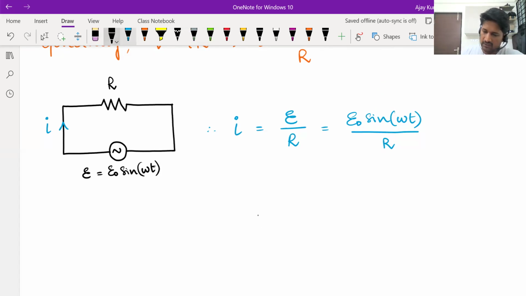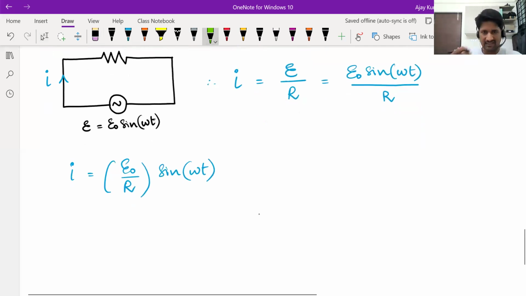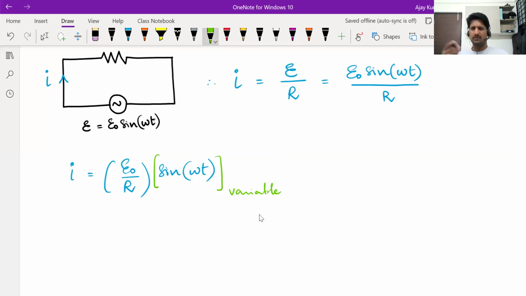So we got the current equation as I is equal to E naught by R, which are constants, put them aside, times sine omega t. One of you tell me, as time varies, the sine part will vary. This is the variable term. What is the maximum value of the sine function as time keeps on varying? 1, sir. Plus 1. Minimum value? -1. So it varies from -1 to +1.